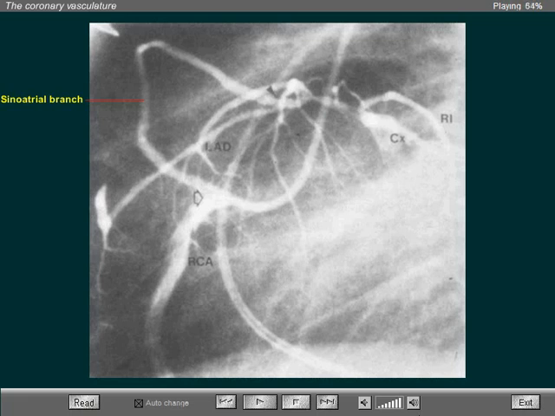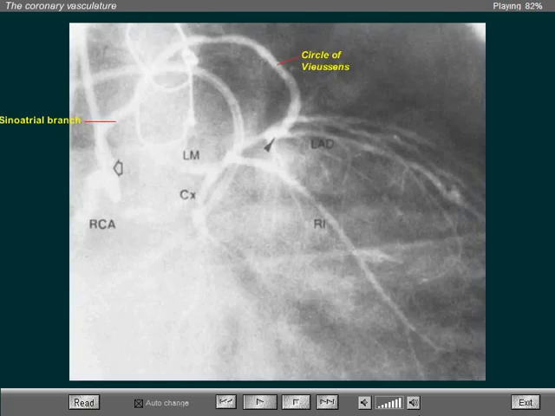This was a selective right coronary arteriogram, which shows the sinoatrial nodal artery coursing dorsally and cephalically, and then from right to left to anastomose with branches of the circumflex. And finally, another oblique view reveals the sinoatrial branch of the right coronary artery connecting with the branches of the left circumflex behind the aorta, the complete circle of Vieussens.